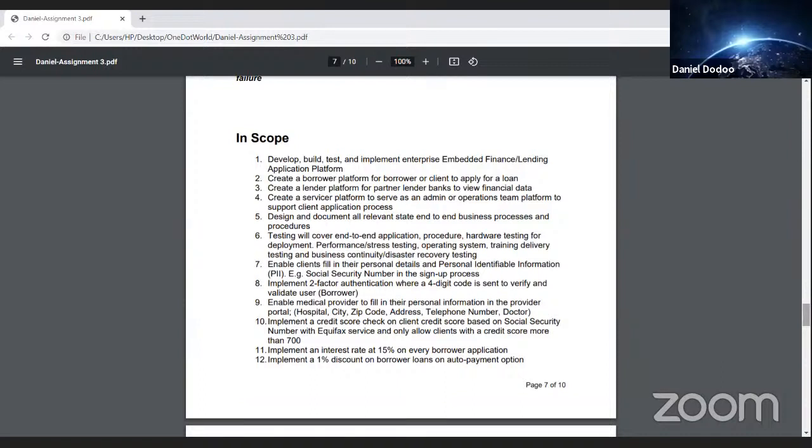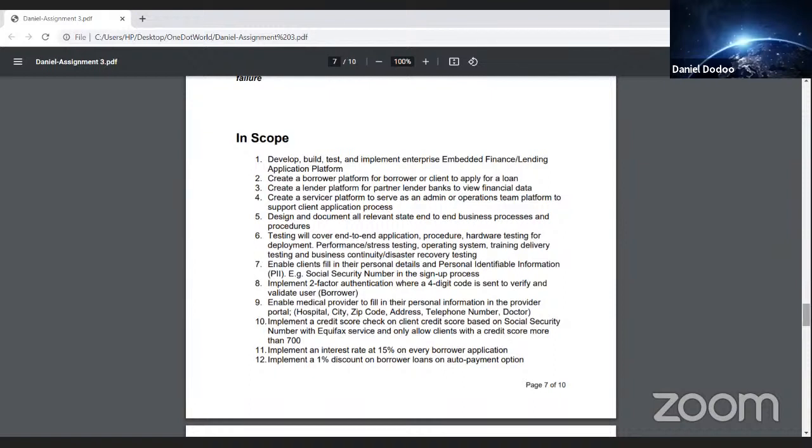We'll do testing. Testing will cover end-to-end application procedure, hardware testing for deployment, performance or stress testing, operating system, training and delivery testing, and business continuity or disaster recovery testing. So we are looking at incorporating testing. We wouldn't like to launch a system into production that has so many issues. We are looking at all tests that are possible to reduce the impact and the likelihood of that.